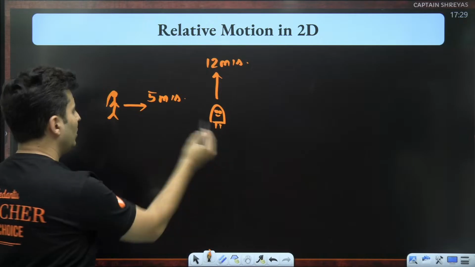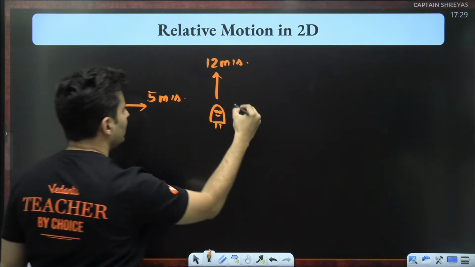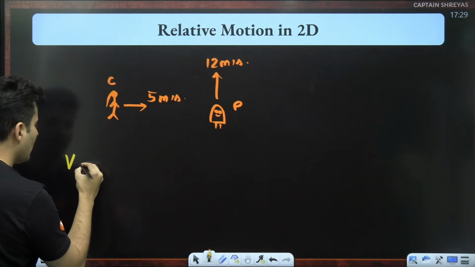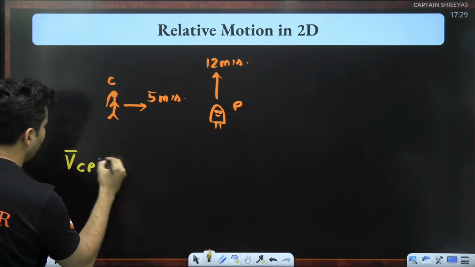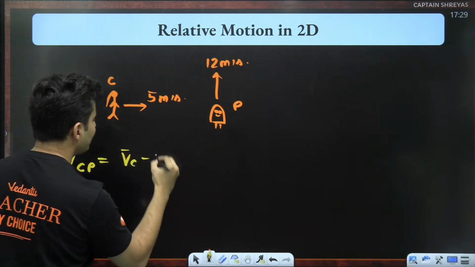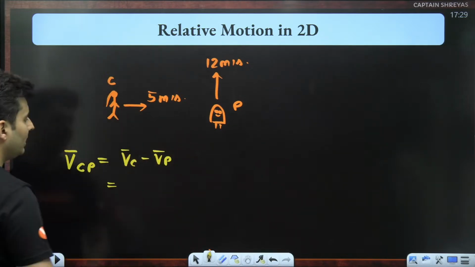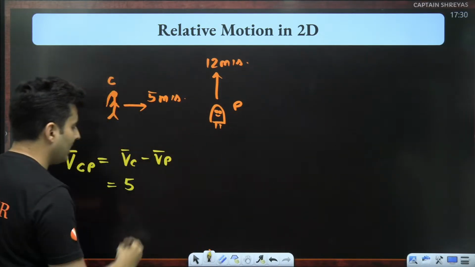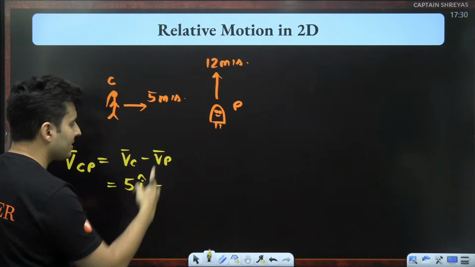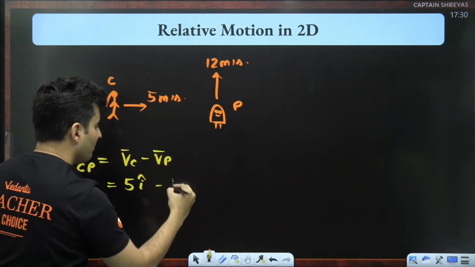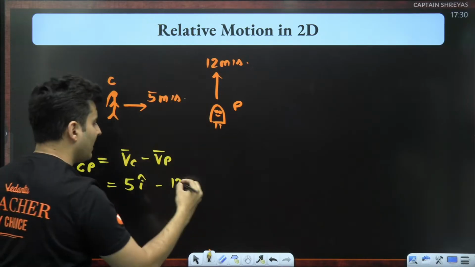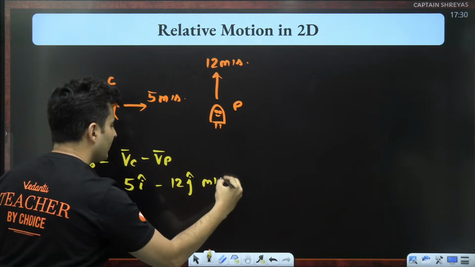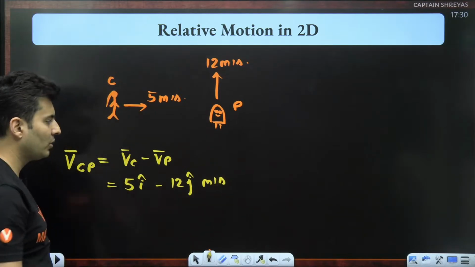Okay, so Pandu, Champa over here. This is Champa, this is Pandu. Now I ask you a simple question. What is the velocity of Champa with respect to Pandu? By definition, it is Vc minus Vp. Now think about it. Champa is going with a speed of 5 towards the positive side of the x-axis. So I will put 5 i cap, minus velocity of Pandu, which is 12 but in the north, the y-axis direction, so plus j cap. That's it. That is the answer. This is the relative velocity of Champa with respect to Pandu.